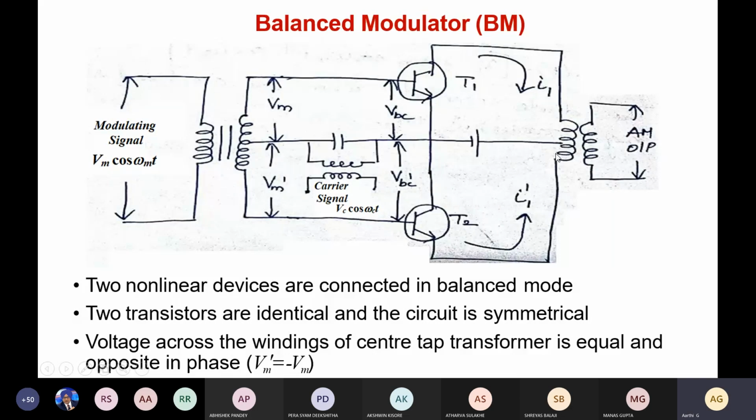At the output we are going to add the current I1 and I1 dash. Whatever output we are getting at both these transistors is simply added at the output. So finally we will generate a DSBSC waveform. Let us see how we are generating it based on equations.